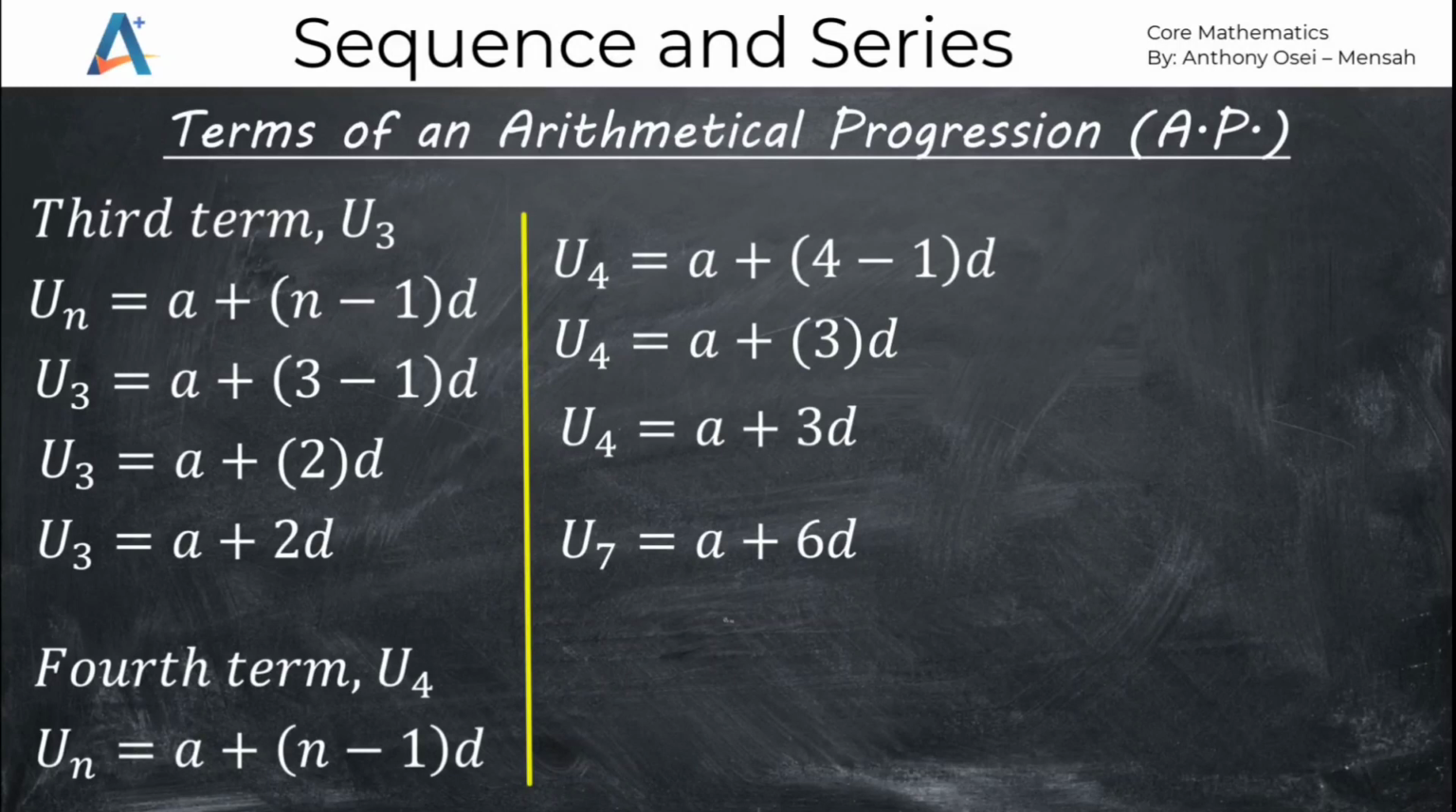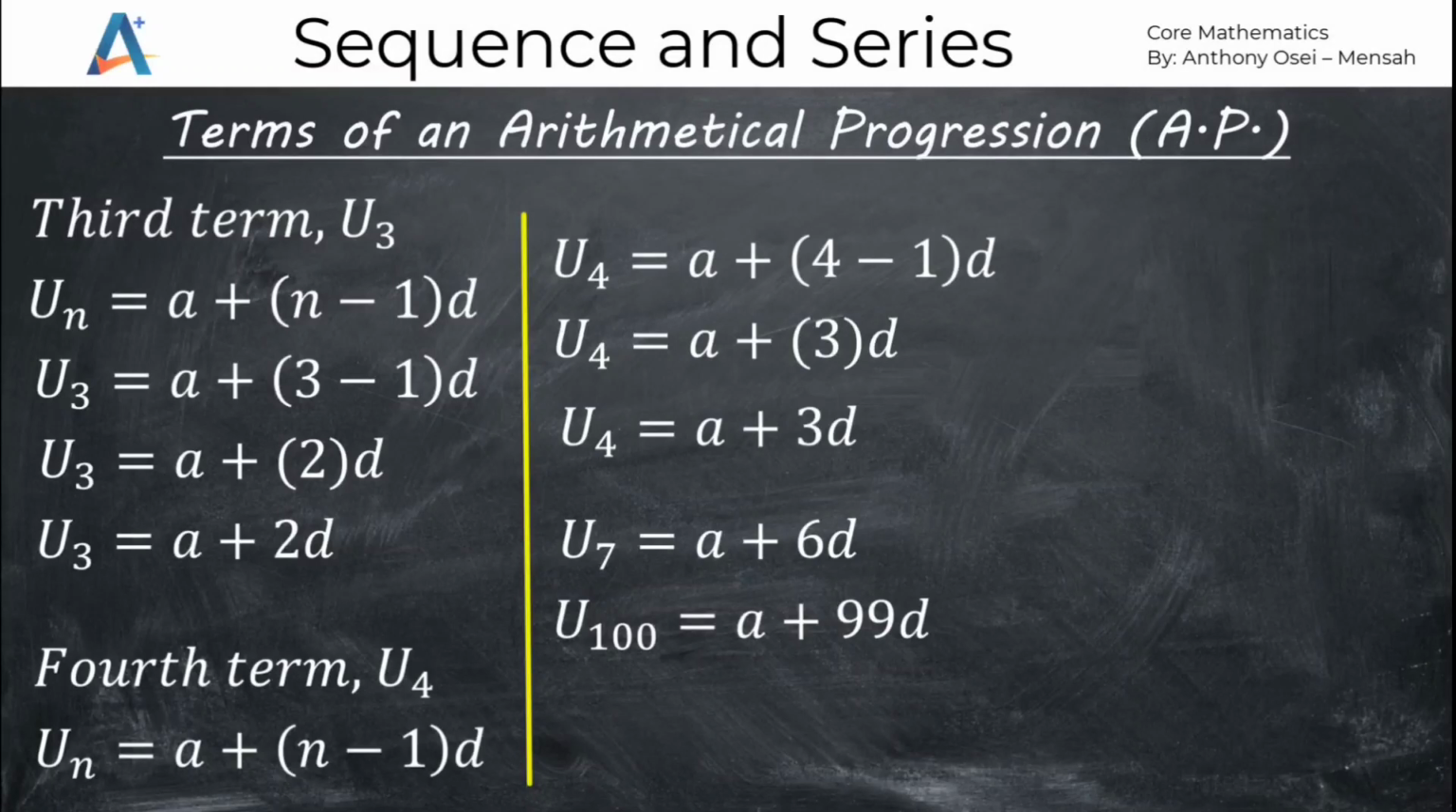And I can even do it for the 100th term. So U100, the 100th term, is equal to a plus the coefficient of d, which will be 100 minus 1, which is 99. We'll get 99d. So you can do this for all terms under the AP without even using the general formula or the nth term formula for the AP. So please take note of this.